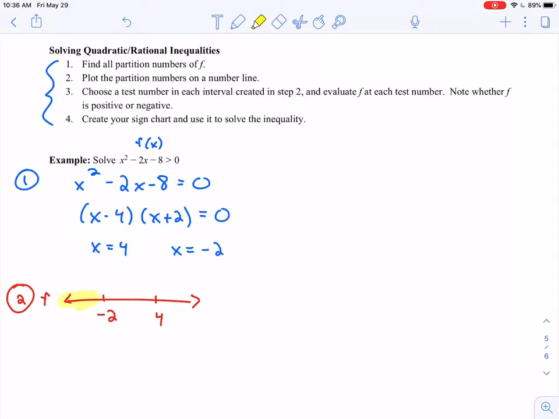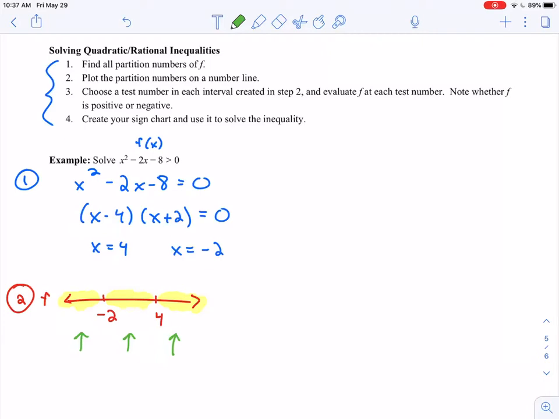With these partition numbers, I've created an interval to the left of negative 2. I've created an interval between negative 2 and positive 4. And then I've created another interval to the right of 4. So what I'm going to do is choose a test number in each one of these intervals. Now, the test number I pick might be different than the test number that you pick, and that's okay. I want to take that number and plug that into my function.